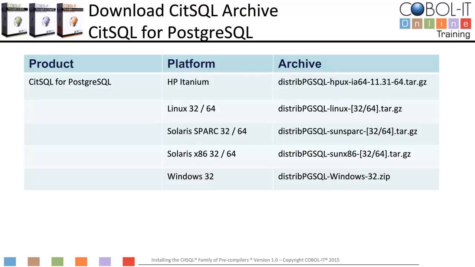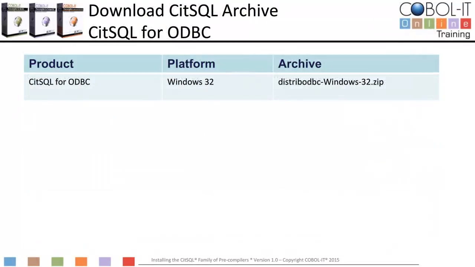Now let's look at the CitSQL for ODBC archive. The CitSQL for ODBC archive is only available in a 32-bit format on Windows. The CitSQL for ODBC archive is named distribODBC-Windows-32.zip.